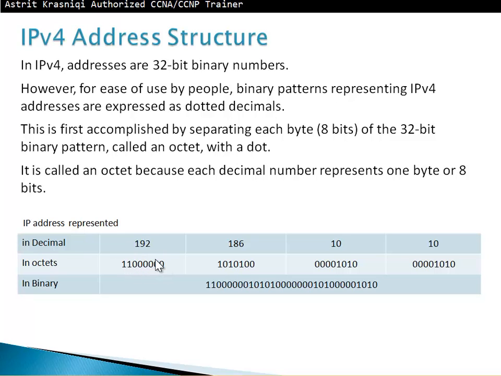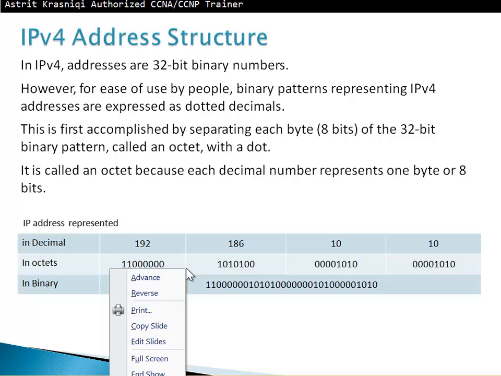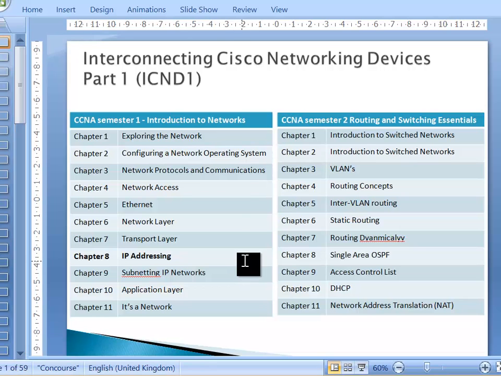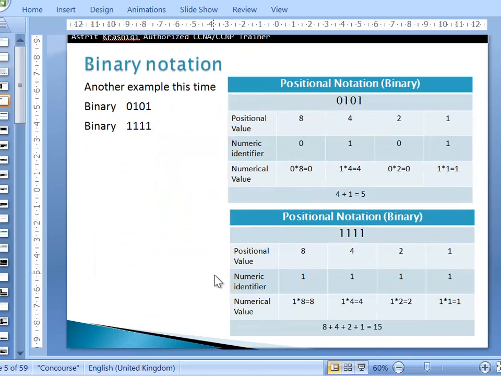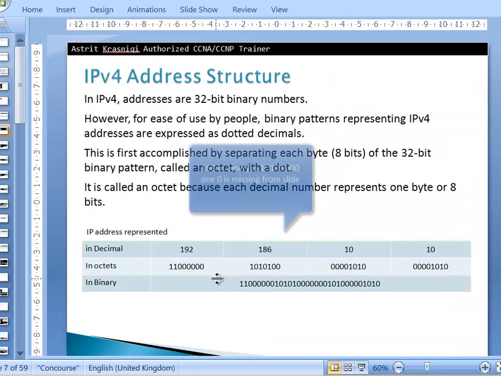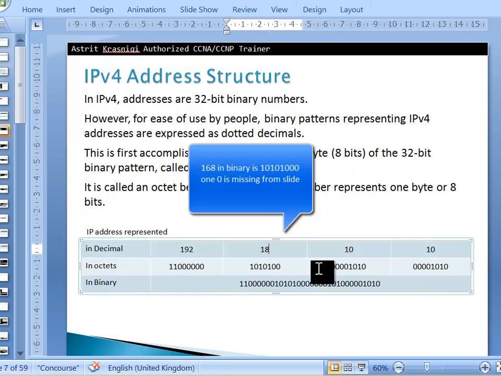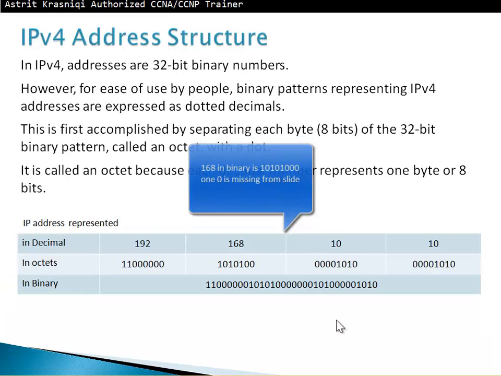So these 8 bits represent 192. These 8 bits represent 186. Sorry, that should be 168. And then these bits represent 10. These bits here represent another 10. Let me just change that. So this one here represents 168. Okay.